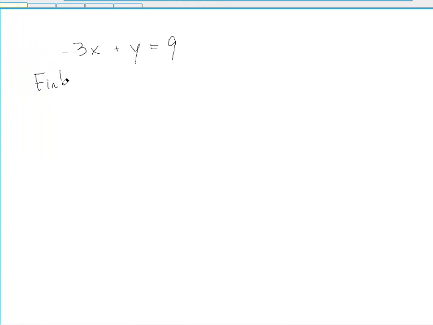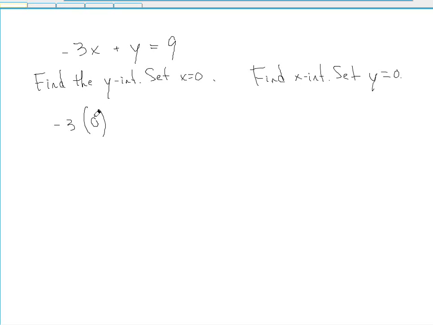But let's say we find the y-intercept first, which means we're going to set x equal to 0. Then we'll come back to find the x-intercept. We'll set y equal to 0. Okay. So the first one here, we're going to find the y-intercept by plugging 0 in for x, and here's what it looks like: negative 3 times 0 instead of x plus y equals 9. Anything times 0 just gives you 0, so you're left with y equals 9. So when x was 0, we find that y is equal to 9. Let's take a look.